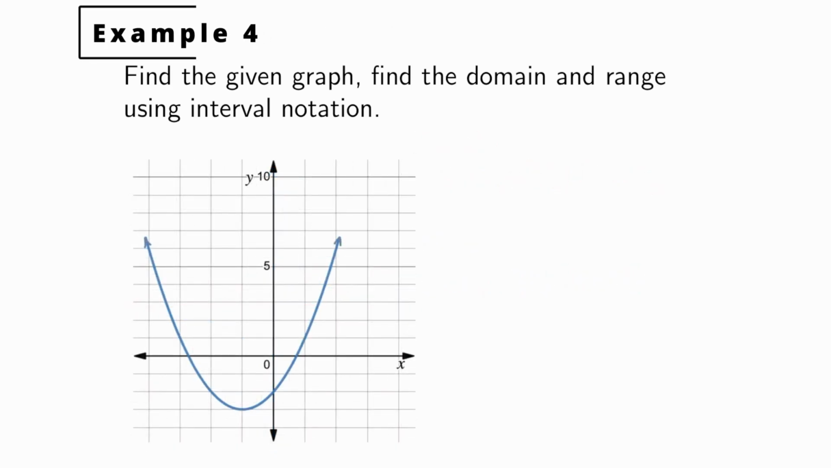Example 4. Now for the domain for this one, because these arrows here and here, this graph just extends off into infinity. And even though it's going up, it's going to go to the right off to infinity.